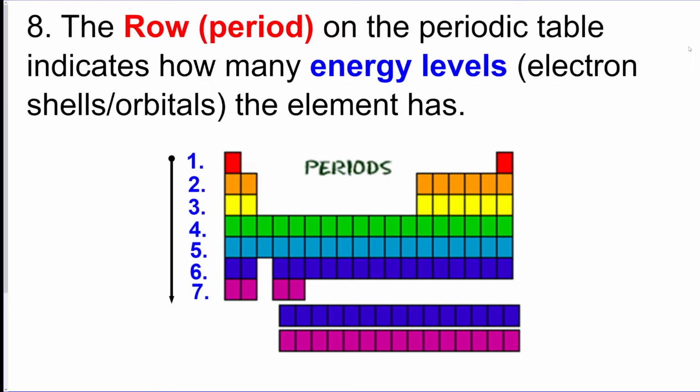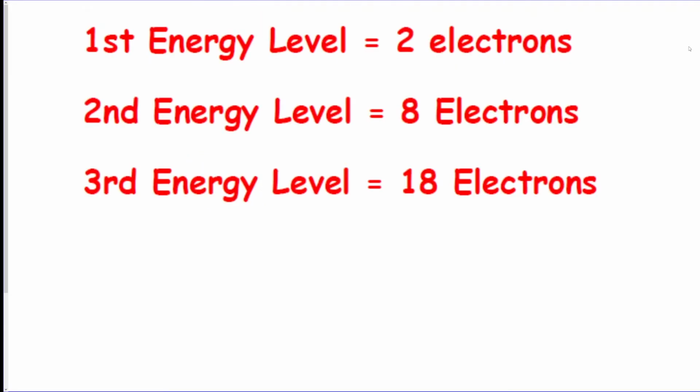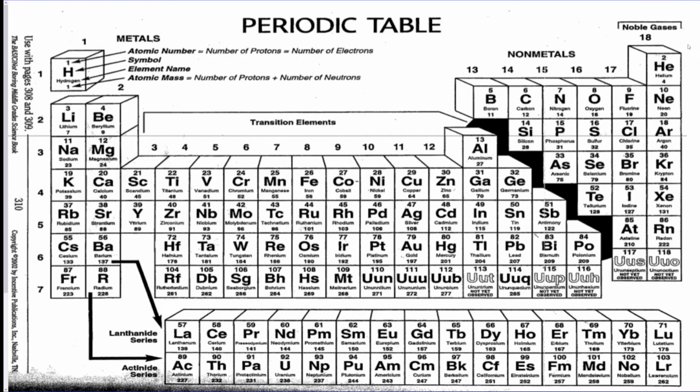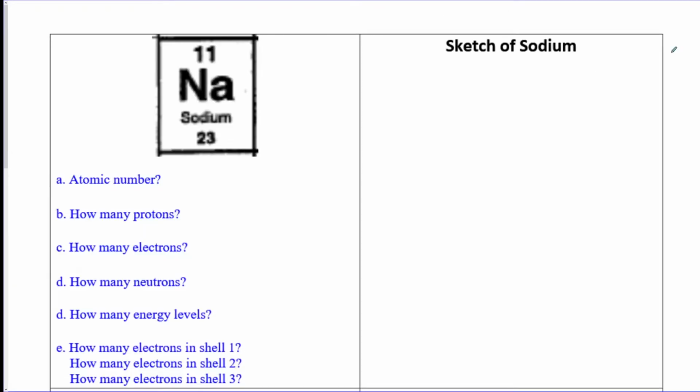To get the number of energy levels, or the electron shells, that's going to be the row that the element is in on the periodic table. The first energy level can hold 2, the second can hold 8 electrons, and the third energy level is up to 18 electrons. So we're going to learn a Bohr model, which is going to allow us to draw what an element looks like. So here is sodium, and we're going to draw a Bohr model for it.